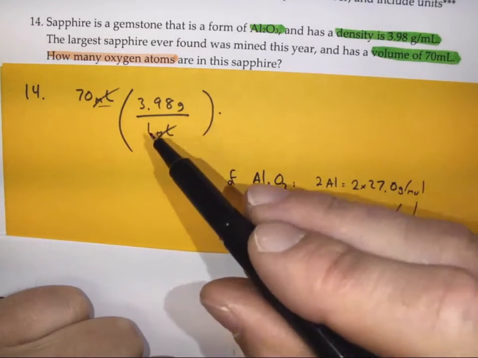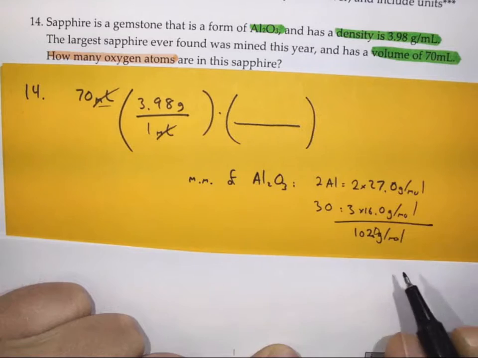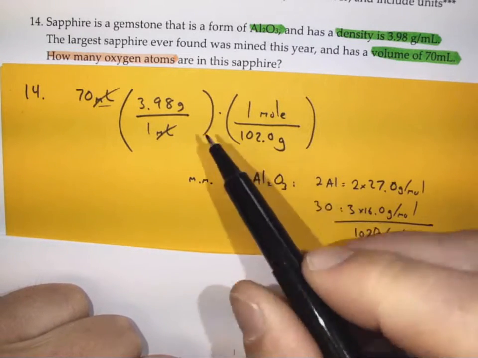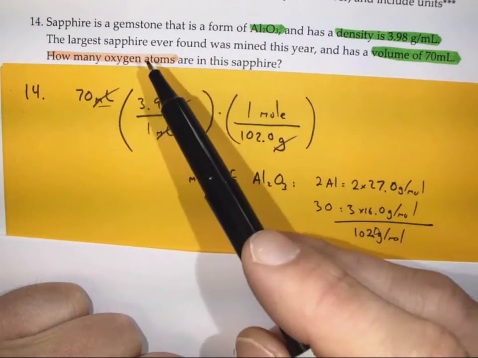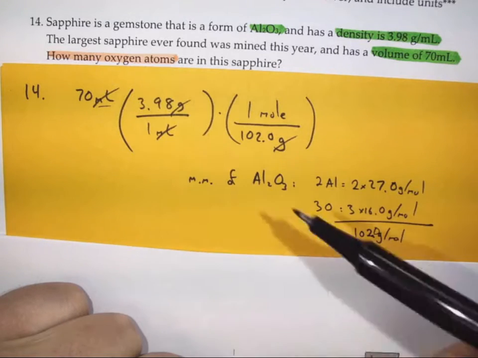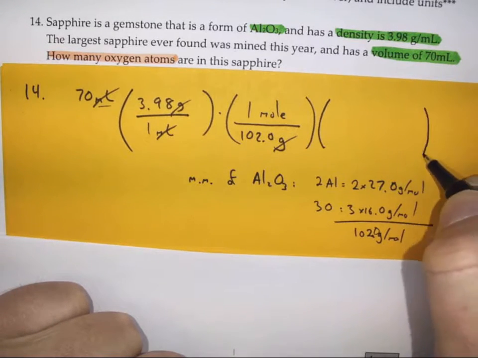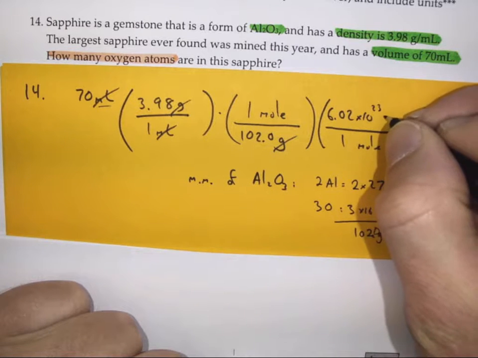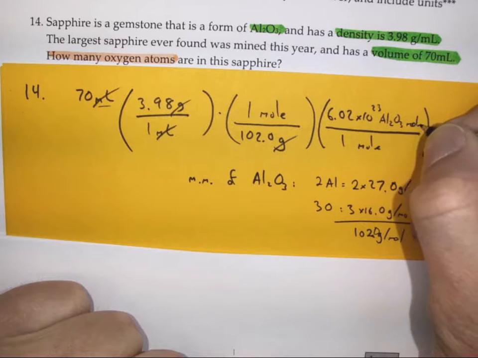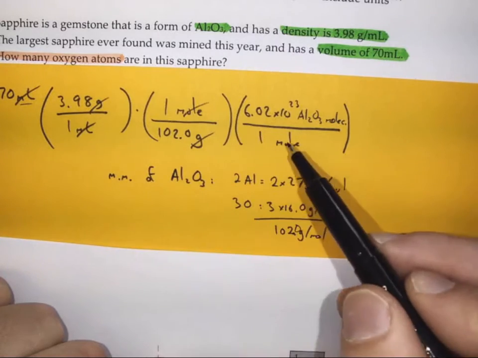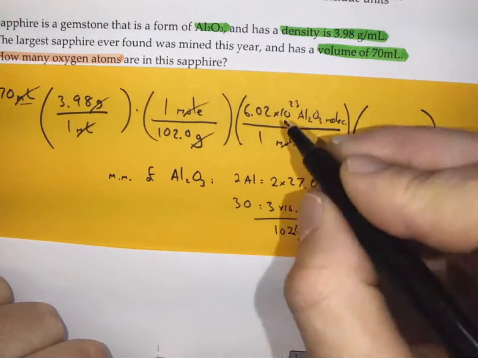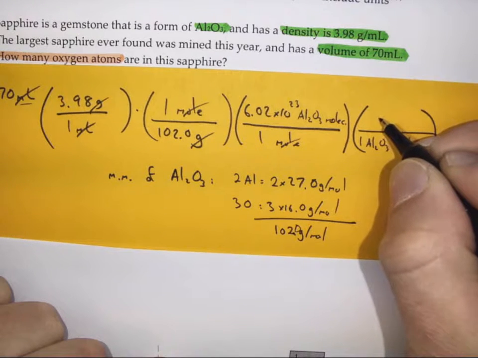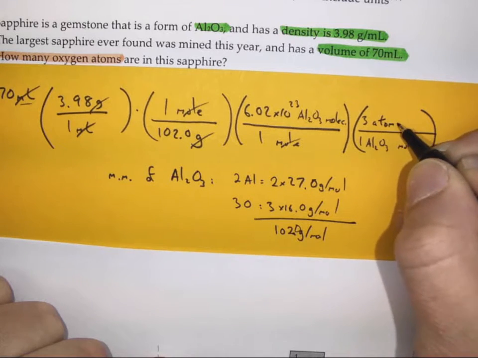So then I can convert my number of grams in my sapphire to a number of moles in my sapphire. My grams cancel out, so I can put my 102.0 on the bottom, and I convert it into moles. Now I have a number of moles, but I want the number of oxygen atoms. So I should probably convert the number of moles into the number of aluminum oxide molecules. Okay, so I can say 1 mole is equal to 6.02 times 10 to the 23 Al2O3 molecules. Moles cancel out. And then I can say there are 3 oxygen atoms for every 1 aluminum oxide molecule. 1 Al2O3 molecule is equivalent to 3 atoms of oxygen. Okay.